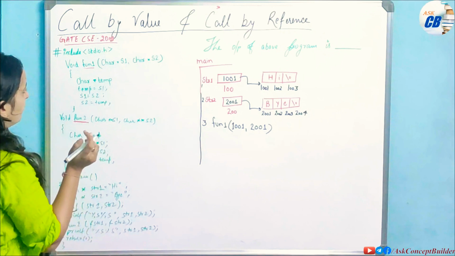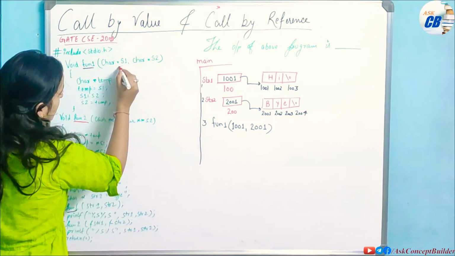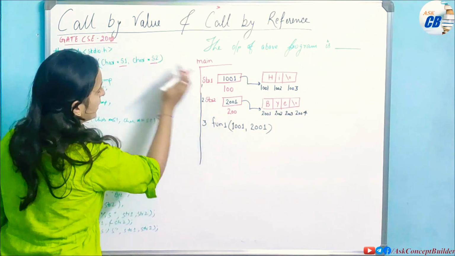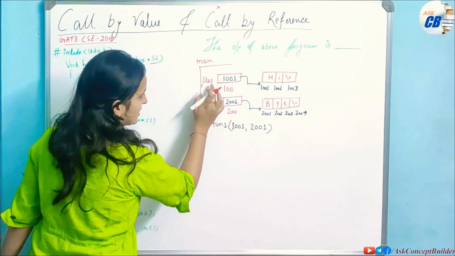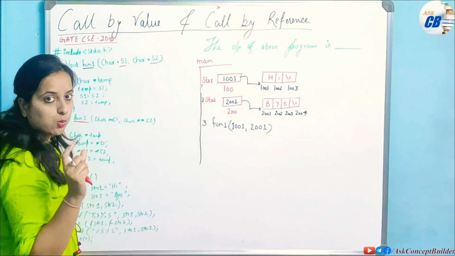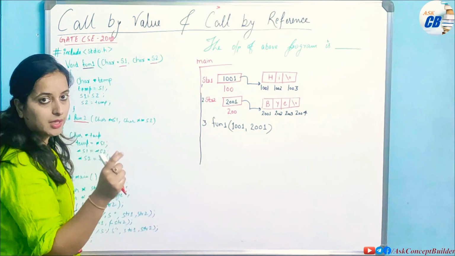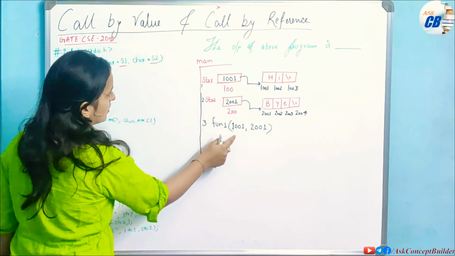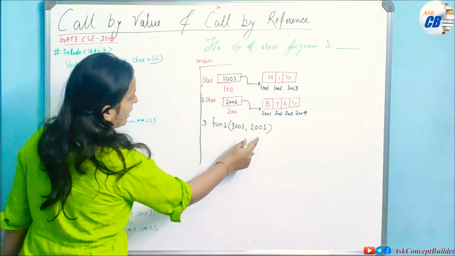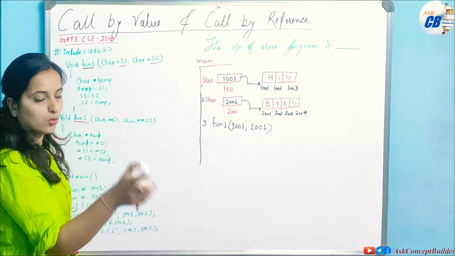Now where is your fun1 function? Your fun1 function is here, and now see here also this s1 and s2 are receiving these two values. Because this str1 and str2 are your pointer variables, that's why these should also be pointer variables to receive that value. So 1001 is coming to s1, and 2001 is coming to your s2 variable.